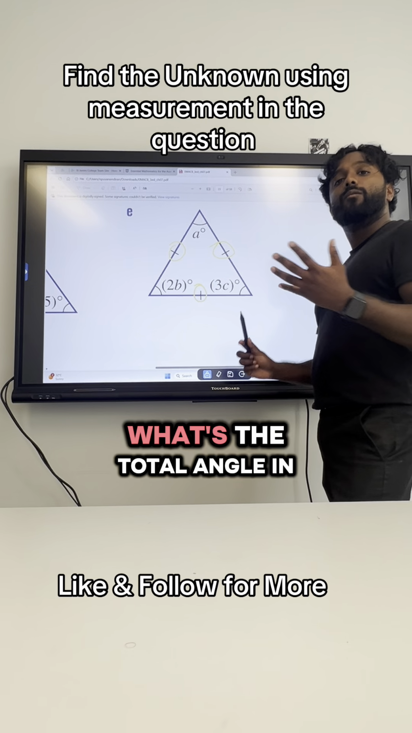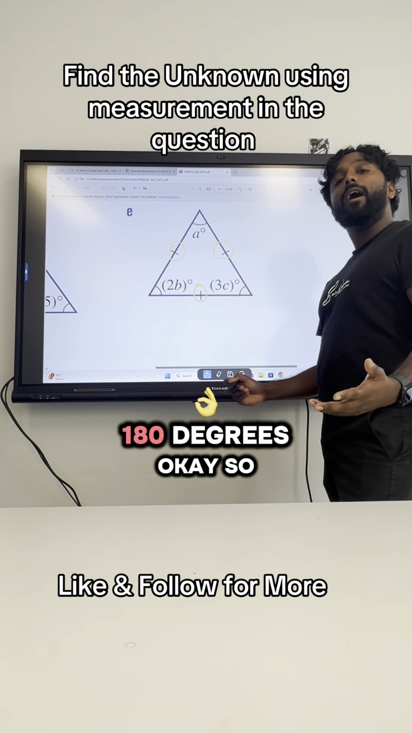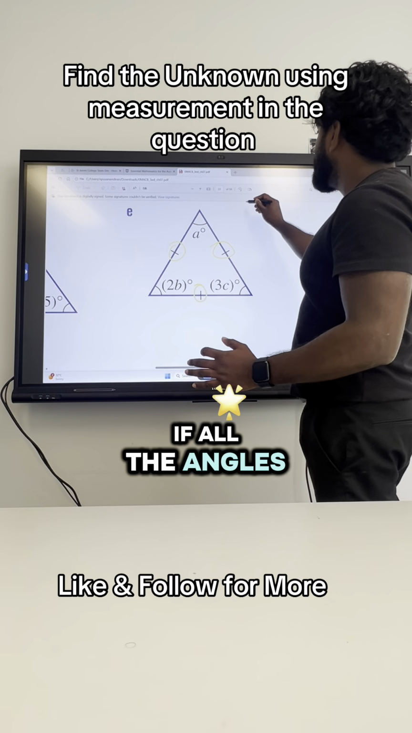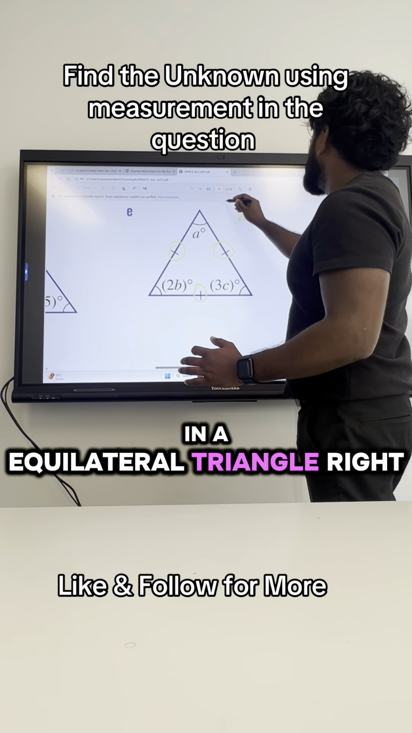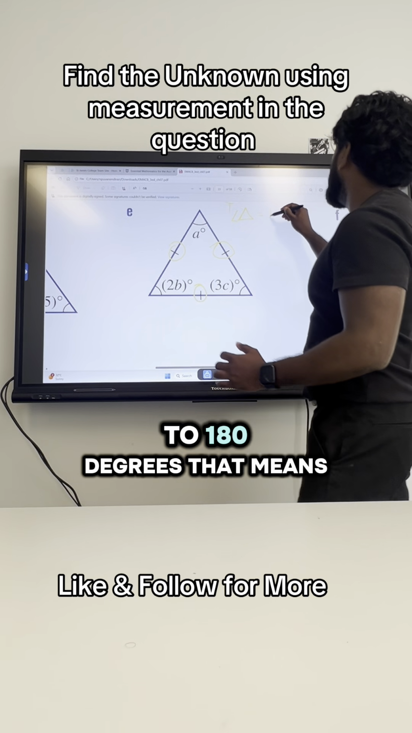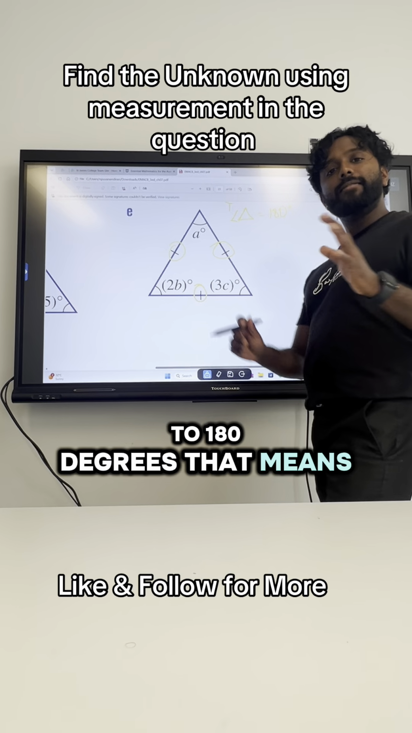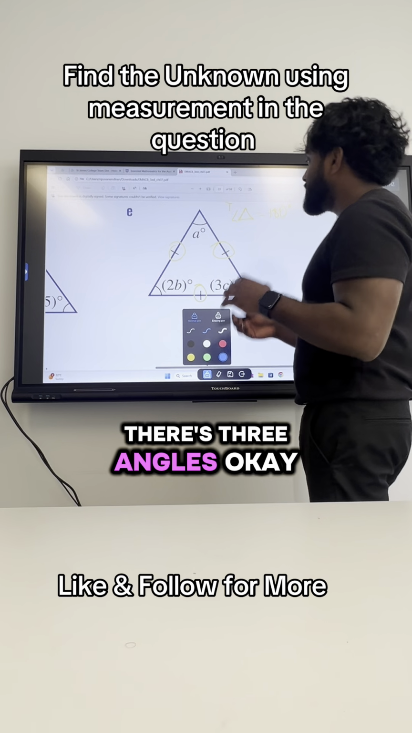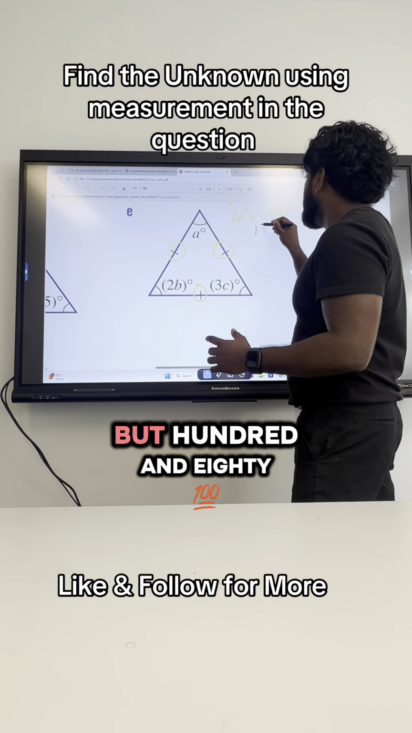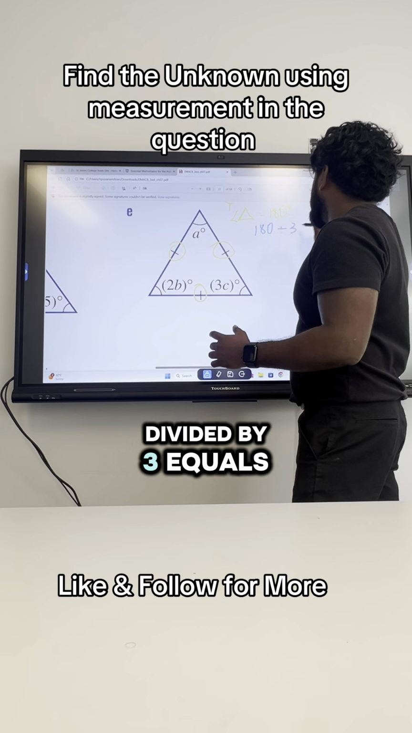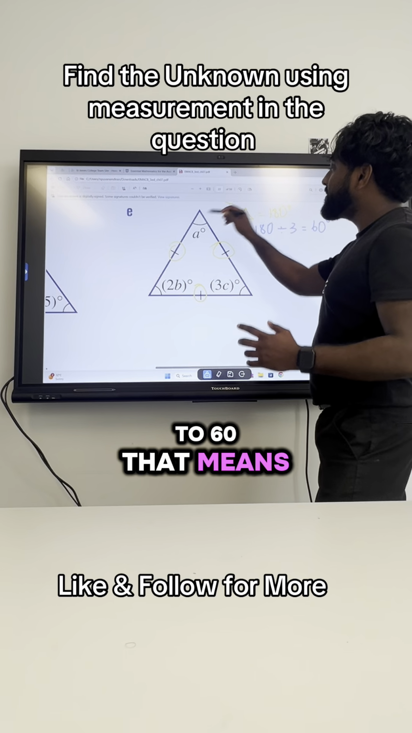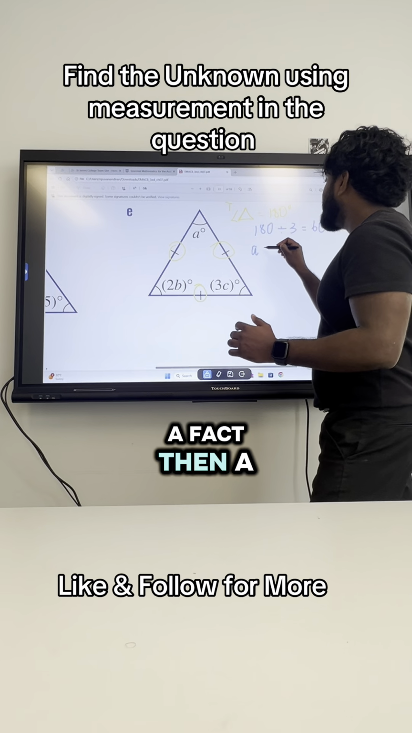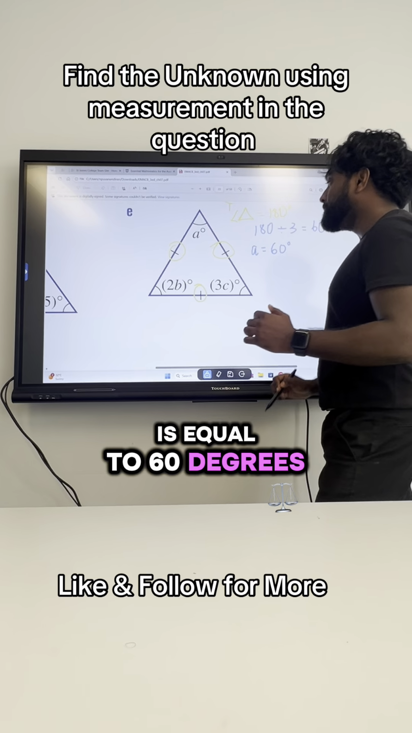So if it's an equilateral triangle, that means all the angles must add up together to equal what? What's the total angle in a triangle? 180 degrees. So each angle, how do I work that out? There are 3 angles, so 180 divided by 3 equals 60. That means this angle and this angle are equal to 60. So we know for a fact then A is equal to 60 degrees.